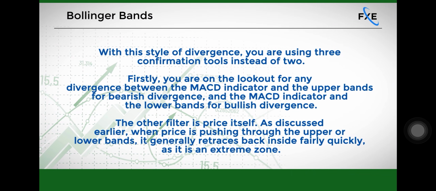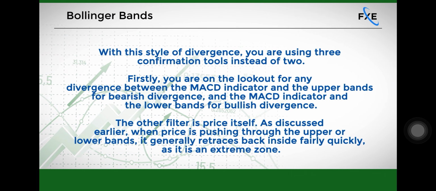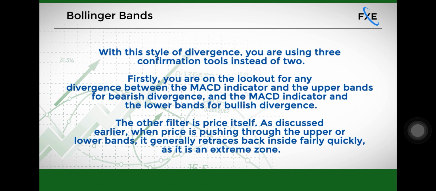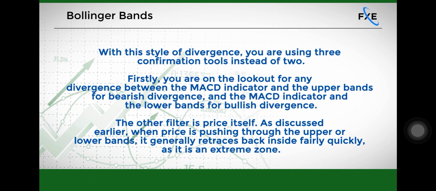Firstly, you're on the lookout for any divergence between the MACD indicator and the upper bands for bearish divergence, and the MACD indicator and the lower bands for bullish divergence. The other filter is price itself. As discussed earlier, when price is pushing through the upper or lower bands, it generally retraces back inside fairly quickly, as it is an extreme zone.